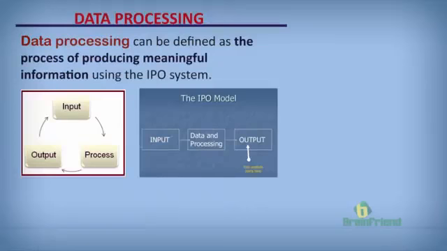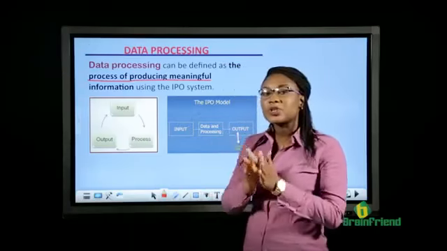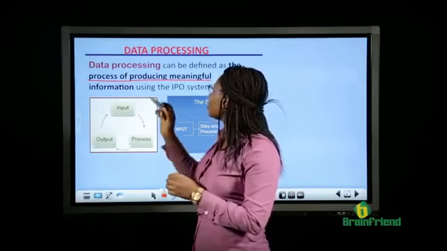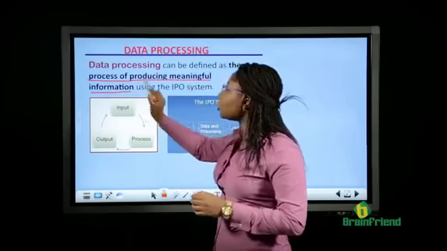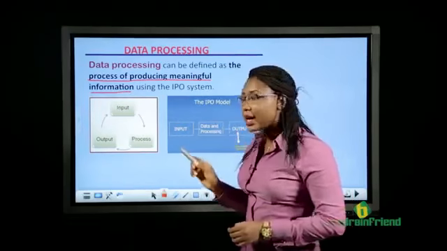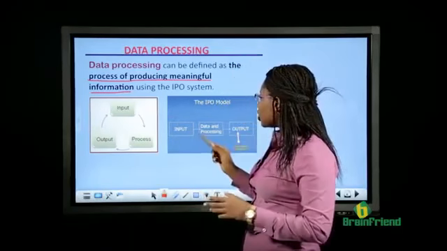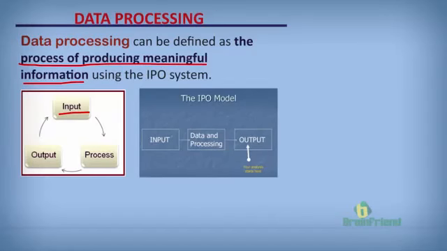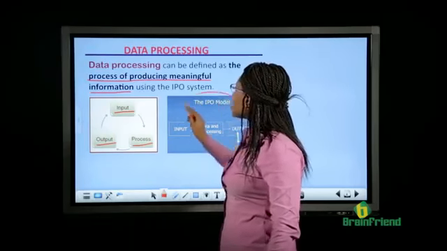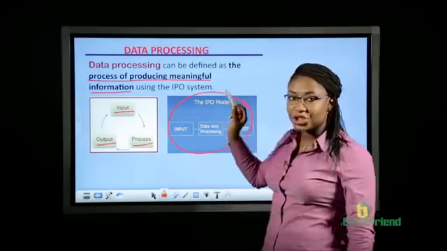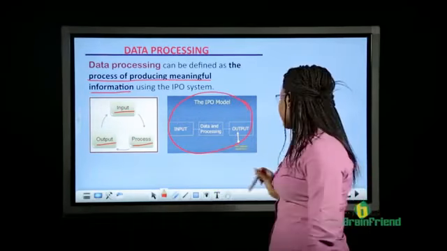Now, what is data processing? Data processing can be defined as the process of producing meaningful information. That's the process at which you get data and then you give out meaningful information. And we use the IPO system to achieve this. The IPO system is the input-output process. We use this system or model to achieve data processing.